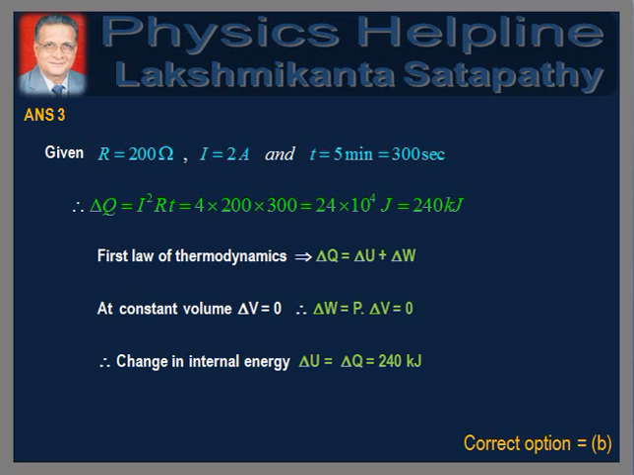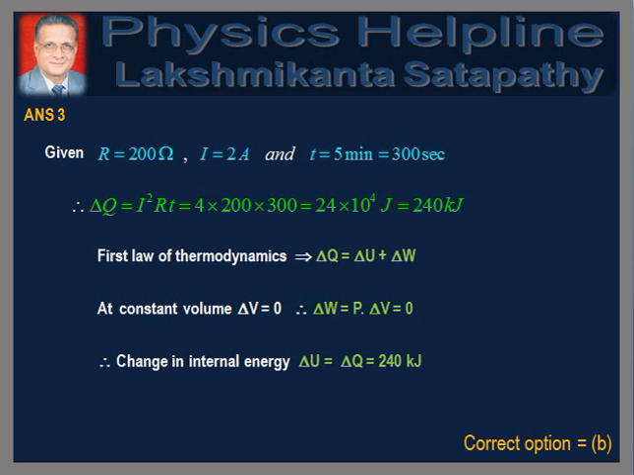Finally, we will solve the problem in question 3. It is about the electrical heating of an ideal gas at constant volume. We are required to find the change in the internal energy of the gas. Given that resistance of the filament R is equal to 200 ohms, current I is equal to 2 amperes, time for which current is passed T is equal to 5 minutes, which is equal to 300 seconds.